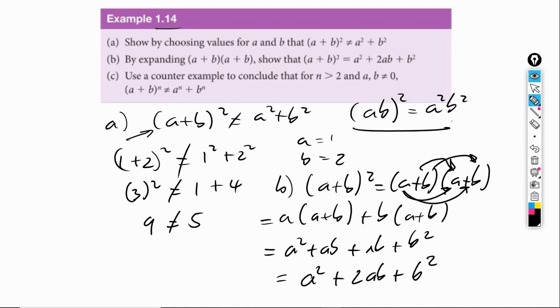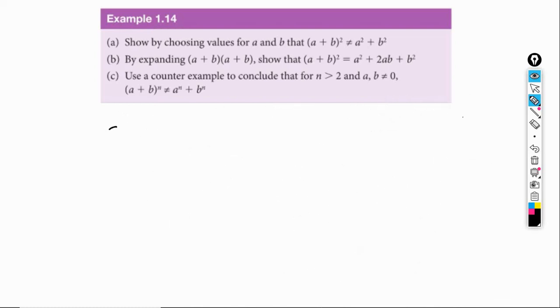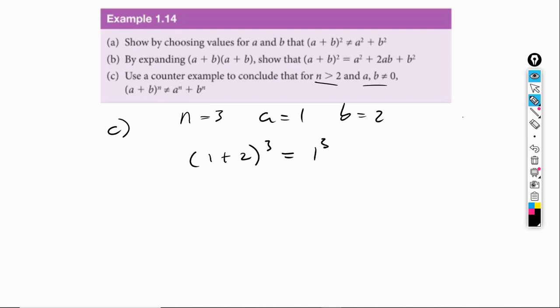Okay, so now we're going to do part C. For part C, they're saying use a counterexample to conclude that for n greater than 2 and ab not equal to 0, (a plus b) to the n does not equal a to the n plus b to the n. So this would be to discard for other values that are greater than 2. So let's choose n equal to 3, a equal to 1, and b equal to 2. So we're going to assume it's true, right? So (1 plus 2) to the 3 equal to 1 to the 3 plus 2 to the 3.